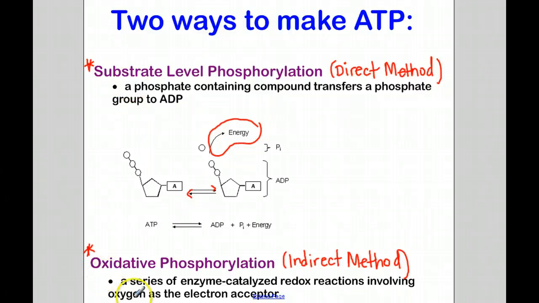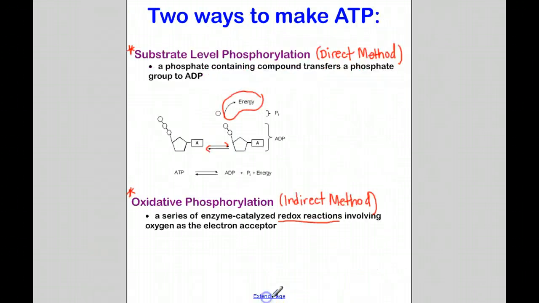The second way that we can make ATP, and this we consider to be an indirect method, is through a process called oxidative phosphorylation. This is a series of enzyme catalyzed reactions, remember enzymes speed up reactions. In this case, oxidative phosphorylation means that we're talking specifically about redox reactions. Do you remember redox reactions from our first unit? Remember, in general, just to help jog your memory, redox reactions involve the transfer of electrons. We're either gaining some electrons or losing some electrons.